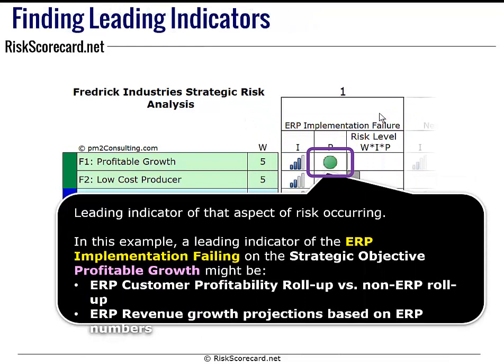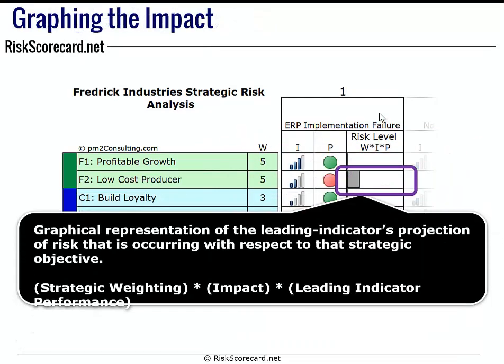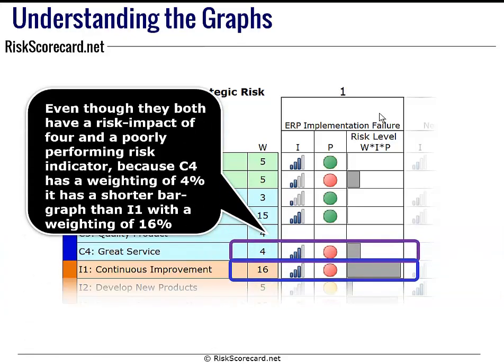Then we're going to score the risk performance. So in this case, we're looking at the KRI, and we're saying, what is the impact if this risk occurred, ERP implementation failure, on the strategic objective of profitable growth? And we'll find a KRI metric that's appropriate. And we'll ultimately be giving this a score from 1 to 10 based on that performance. Now this bar is calculated by multiplying the weighting times the impact times that performance score. What does that mean? It means the larger that bar is, the higher the risk is that's occurring.